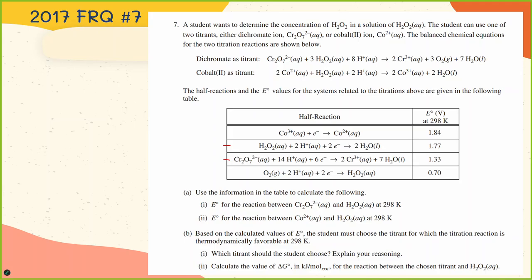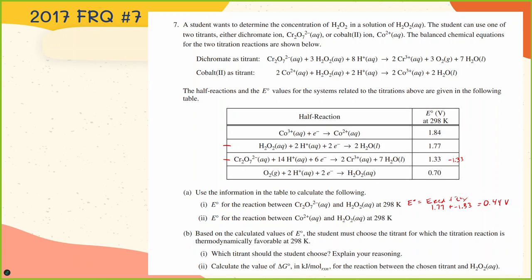You would assume this is galvanic, not a battery attached. So we're going to flip the bottom one here, so this one becomes negative. Have to flip that one. So E cell is going to be E red plus E ox, and this is 1.77 plus negative 1.33. So that's going to be 0.44 volts.